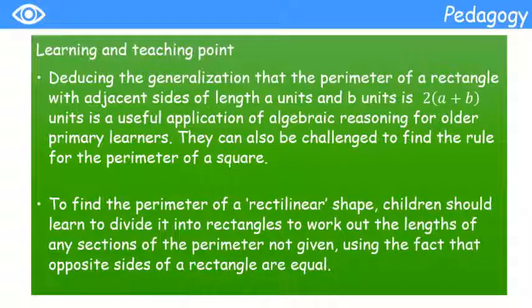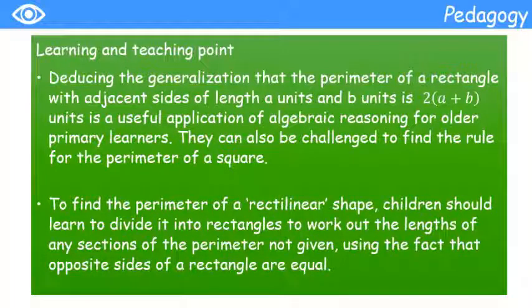Okay, so the pedagogy associated with the perimeter is the generalization that the perimeter of a rectangle with adjacent sides is 2(a plus b) units. It's a useful application of algebraic reasoning as well for older primary learners such as year 5 or year 6. And they can also be challenged to find the rule for the perimeter of a square, where the letter will be the same letter given that a square has equal length sides.